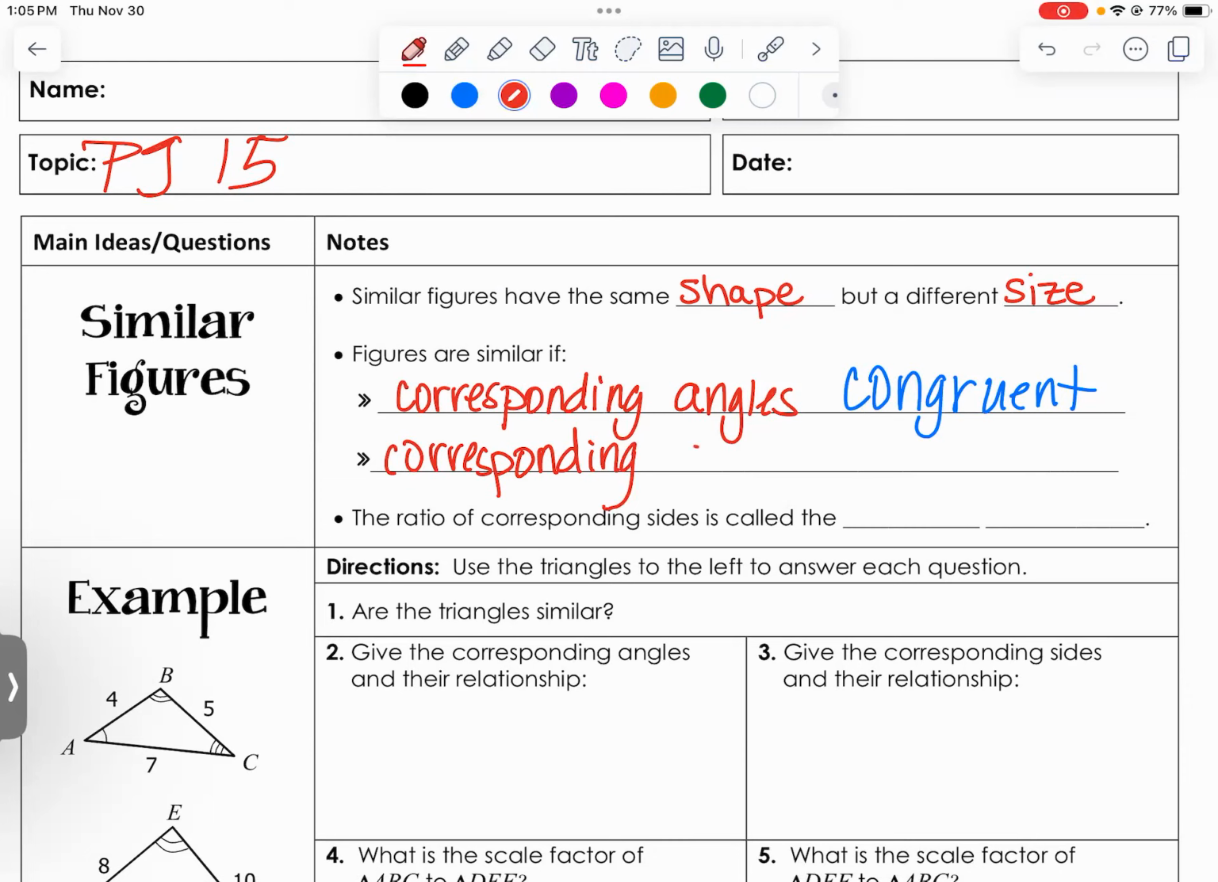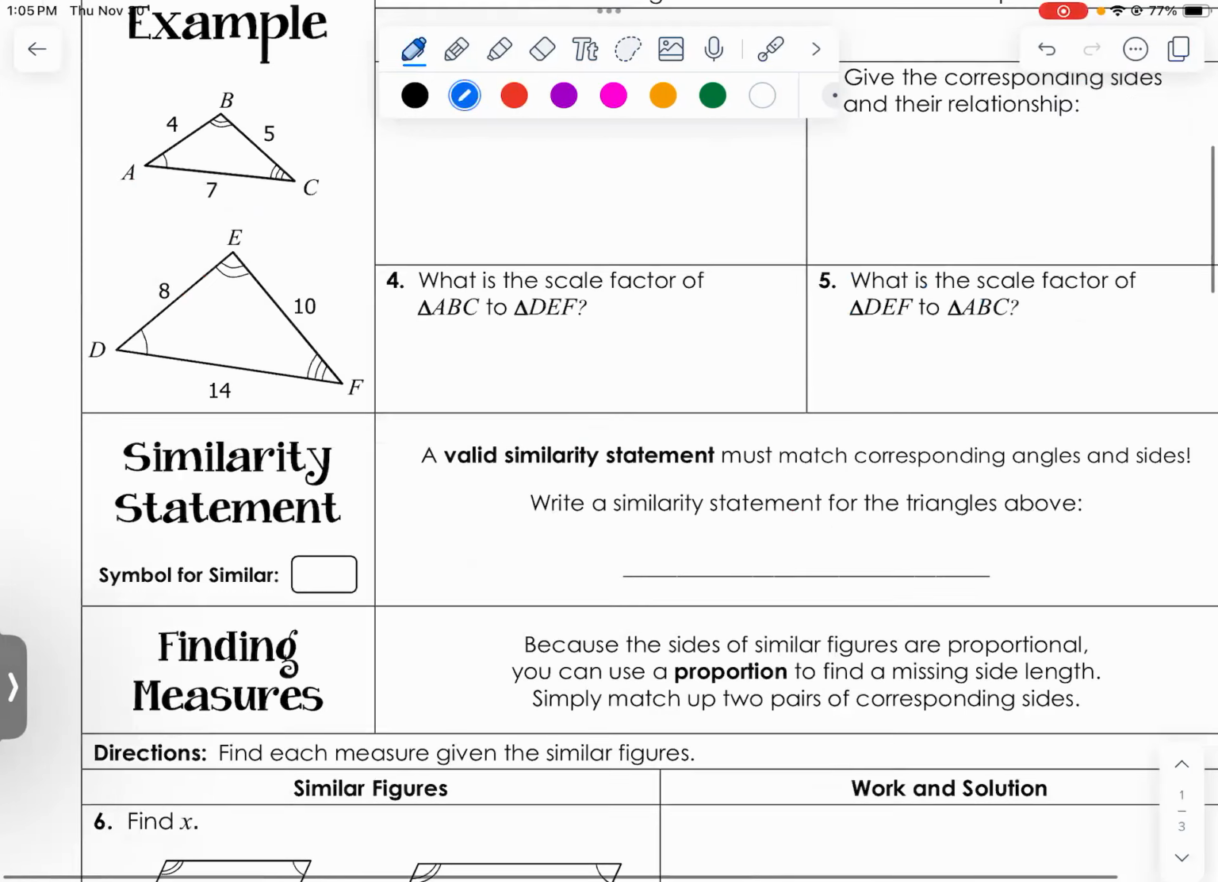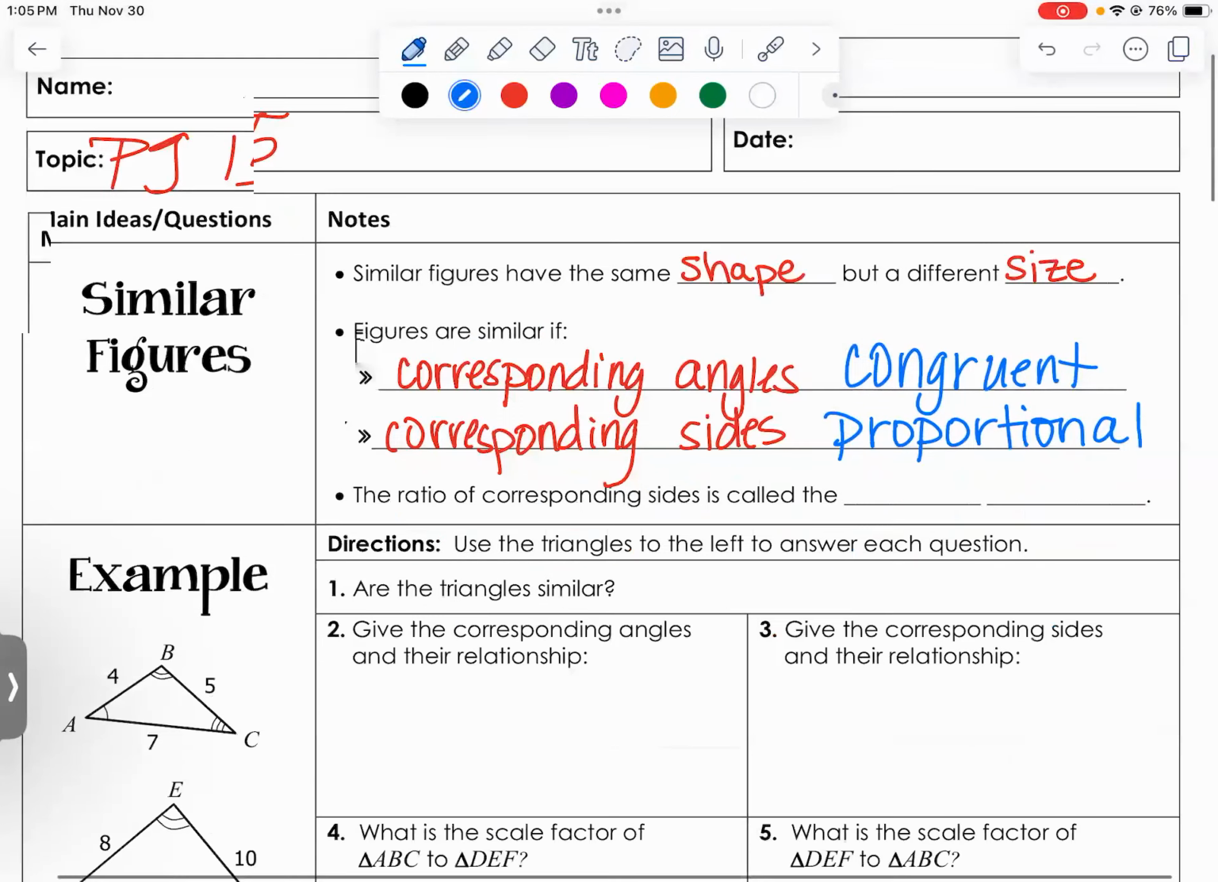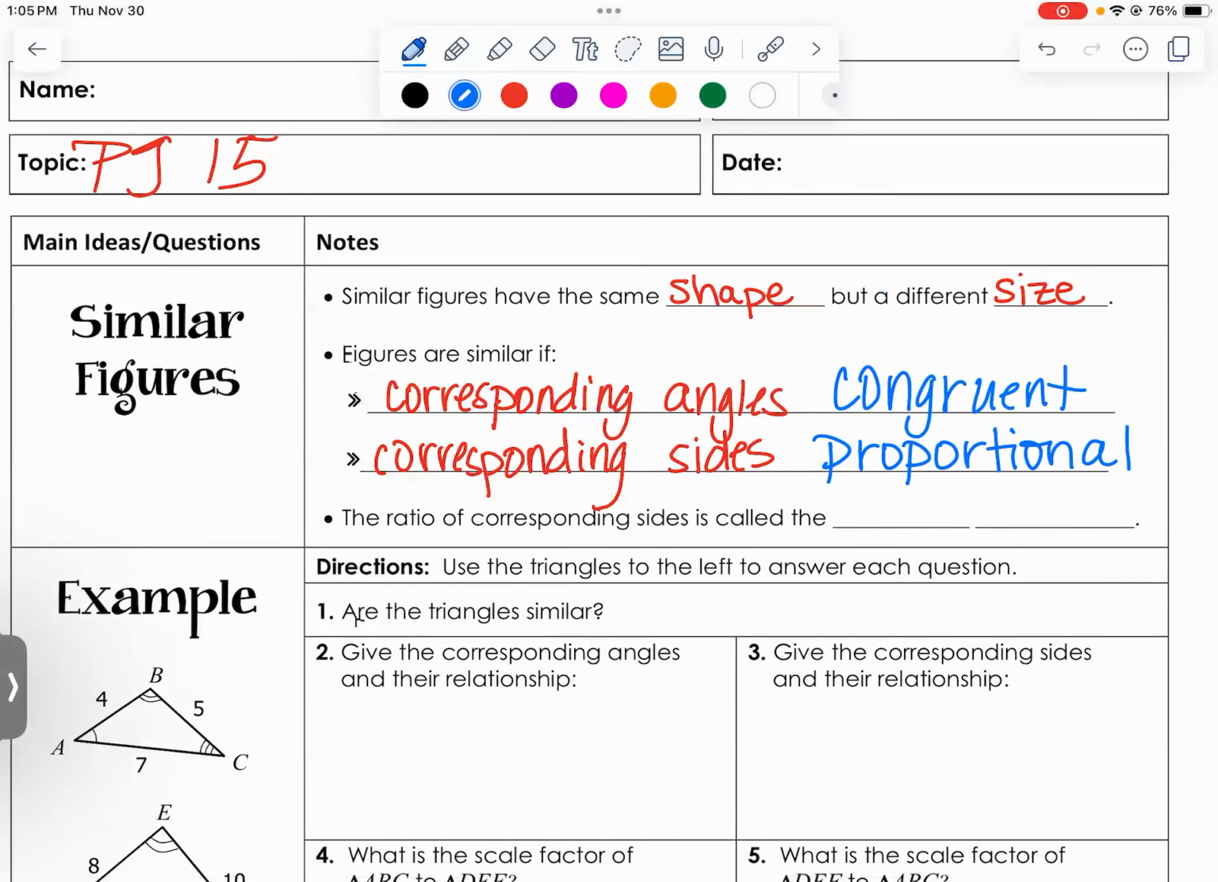Okay, corresponding sides are proportional. Sorry, I was making sure I spelled it right. Write those things down. We're going to talk about what they mean.